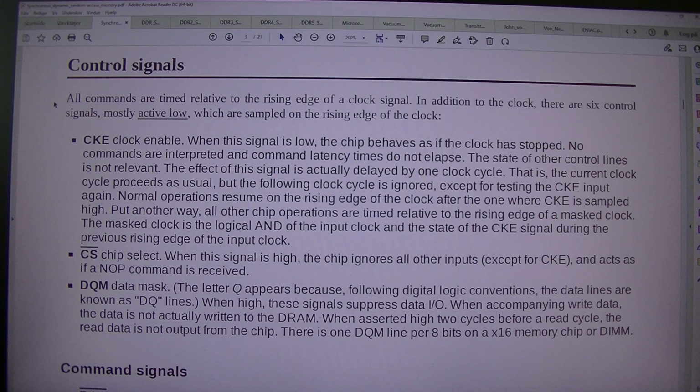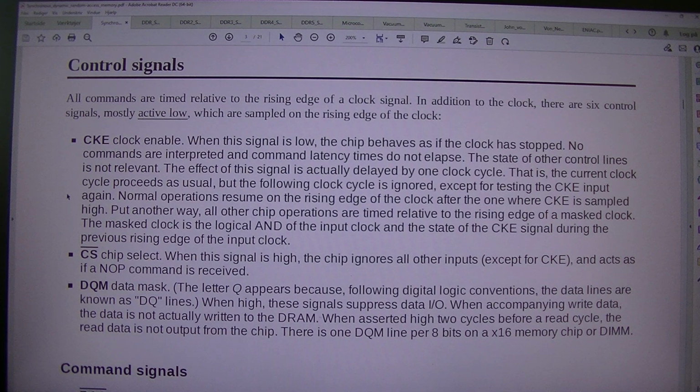The effect of this signal is actually delayed by 1 clock cycle. That is, the current clock cycle proceeds as usual, but the following clock cycle is ignored, except for testing the CKE input again. Normal operations resume on the rising edge of the clock after the one where CKE is sampled high. Put another way, all other chip operations are timed relative to the rising edge of a masked clock. The masked clock is the logical AND of the input clock and the state of the CKE signal during the previous rising edge of the input clock.